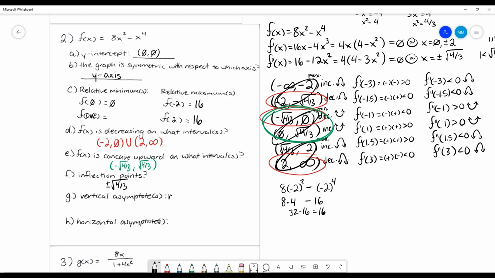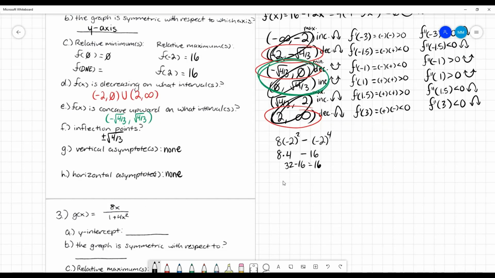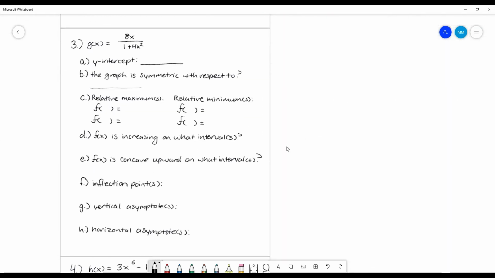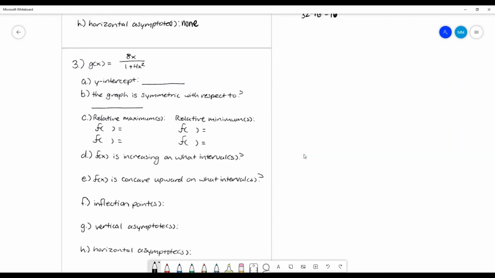Again, we don't have any vertical asymptotes because we don't have a denominator, and same deal with our horizontal asymptotes. I don't see any reason for us to have something there. Okay. Now for question 3. This one's a little bit more complicated. So it says g of x equals 8x over 1 plus 4x squared.